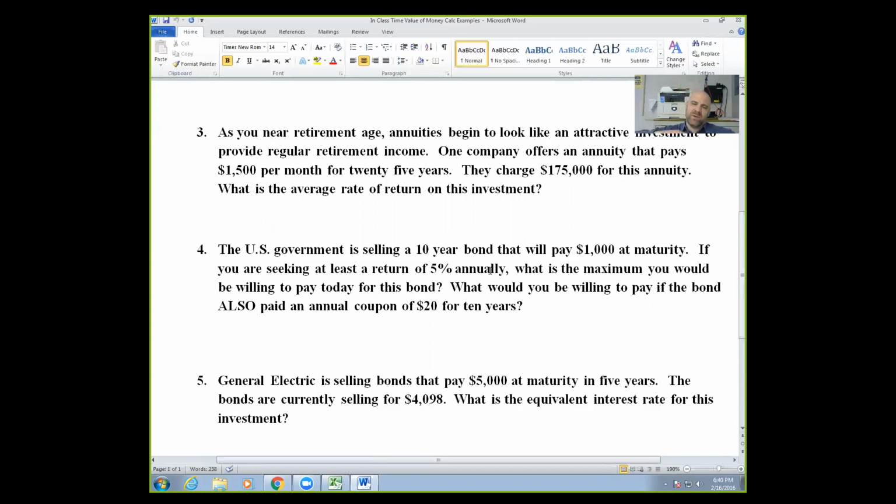And so what you need to figure out is your earnings are going to be the difference between what you pay today and what you get 10 years from now. So how do you figure out what interest rate that is? That's what these calculations will help us determine. Actually, this is going to help us determine what we should pay for a bond today if we want at least 5% annually. So this number 4 is actually a present value question. So it's a PV question.